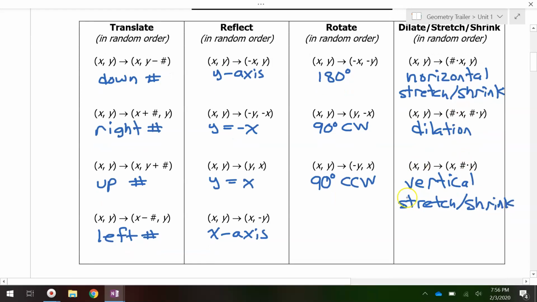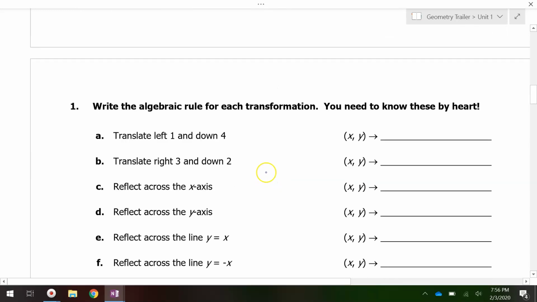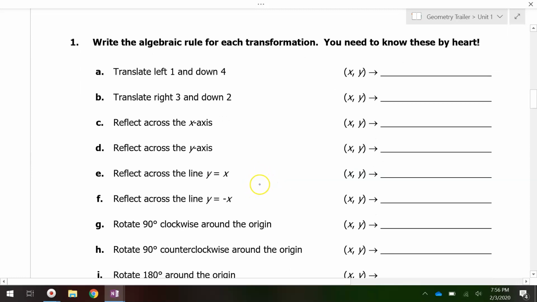All right. So now let's see if we can use these. Oh, okay. Underneath each one. So this was like a word bank that I didn't realize that we had. But there you go. We nailed it. All right, moving on to the actual problems. Write the algebraic rule for each transformation. You need to know these by heart.